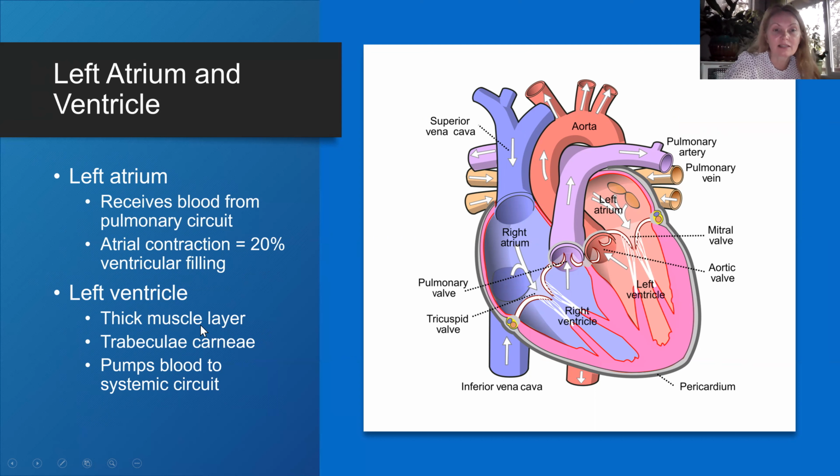Left ventricle, thick muscle layer, also has trabeculae carneae, also has papillary muscles, and it pumps blood to the systemic circuit. So you can see over here, right atrium receives blood, left atrium receives blood, right? Then blood from the right atrium flows to the right ventricle, from the left atrium to the left ventricle, and you see how it's shown here, blue color kind of represents deoxygenated blood, and red oxygenated blood. And then from the right ventricle, we're going to flow to the lungs.